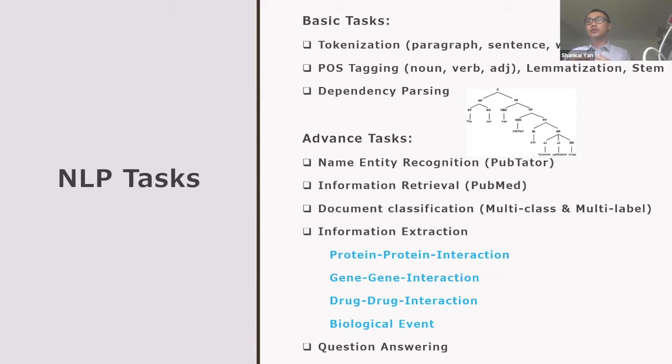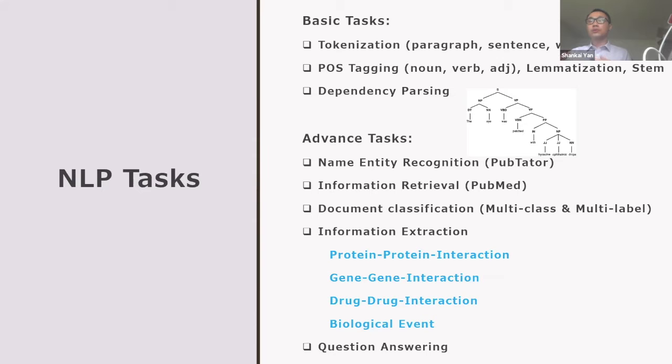The second thing is a normal and basic task, POS tagging, which means part of speech. The tagger would detect if the word is a noun, verb, or adjective, and which type it is. And you may also do lemmatizing and stemming. These two tasks are to decrease the number of features in those kinds of tasks.